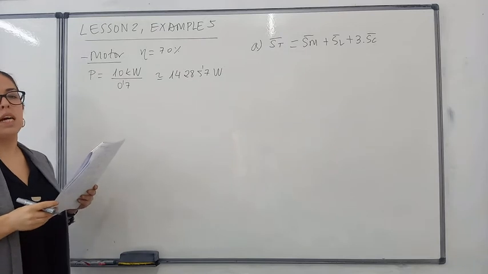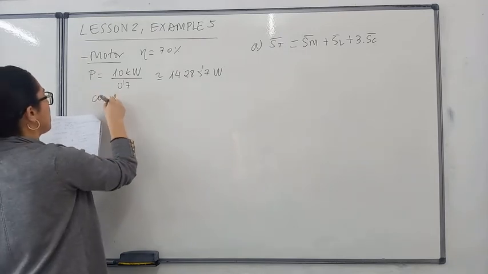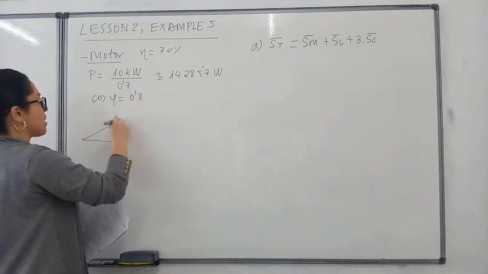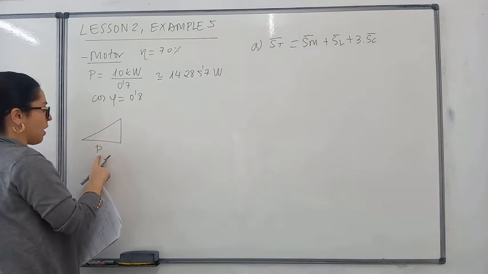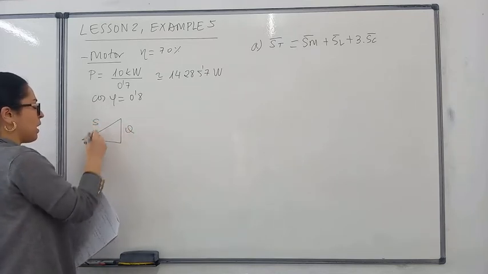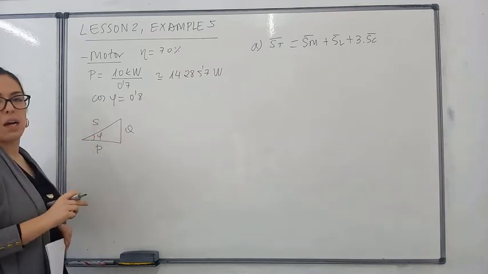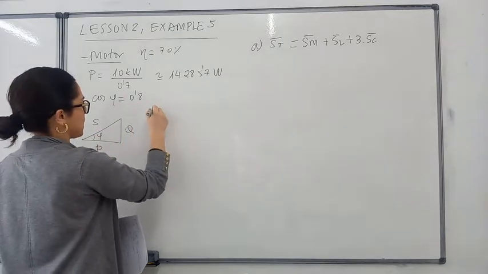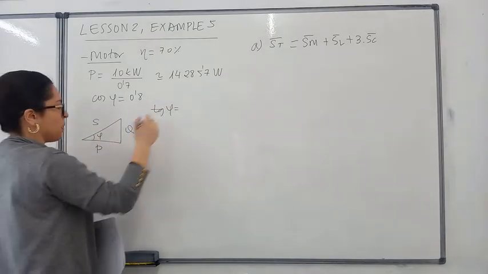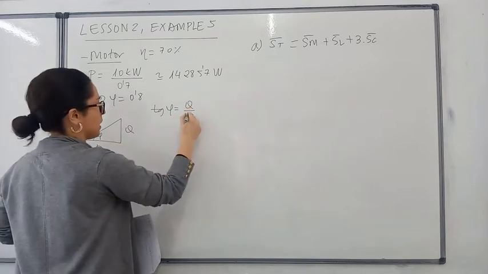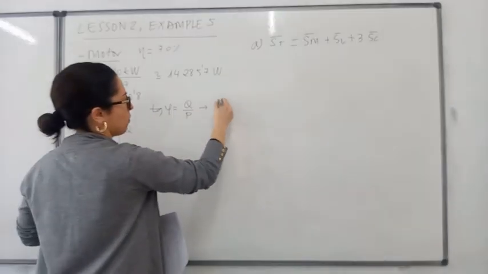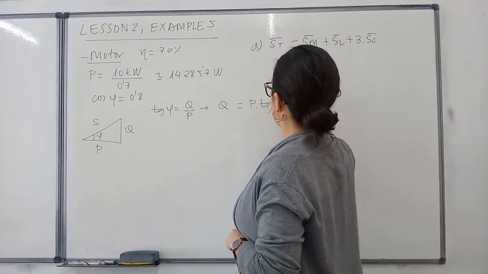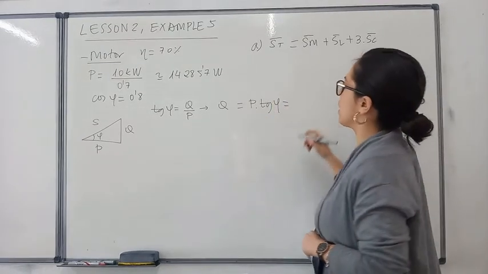We also know that the power factor of this motor is 0.8. So here, if we represent the power triangle, where you have the active power, reactive power, and apparent power, we know this angle here. As we know this angle, the tangent of the angle would be the reactive power divided by the active power. So the reactive power is the active power multiplied by the tangent of the angle.